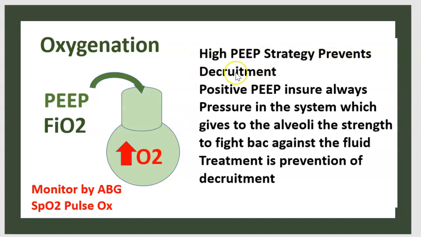High PEEP strategy prevents de-recruitment. Positive PEEP ensures there is always pressure in the system, which gives the alveoli the strength to fight back against the fluid. Treatment is prevention of de-recruitment. How to monitor that? By SpO2, pulse ox, or ABG.